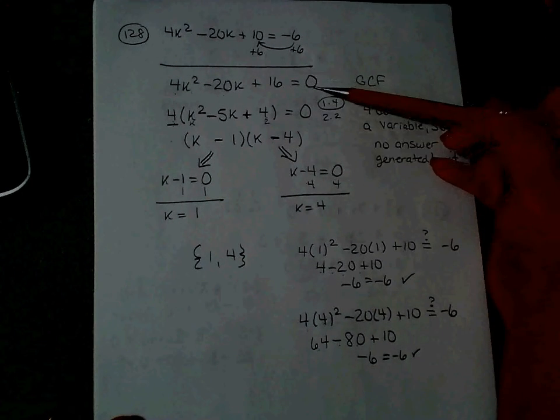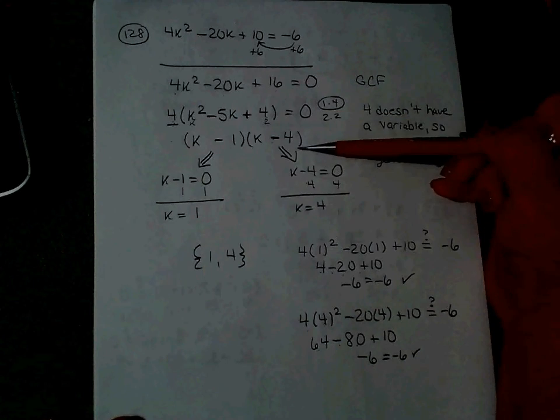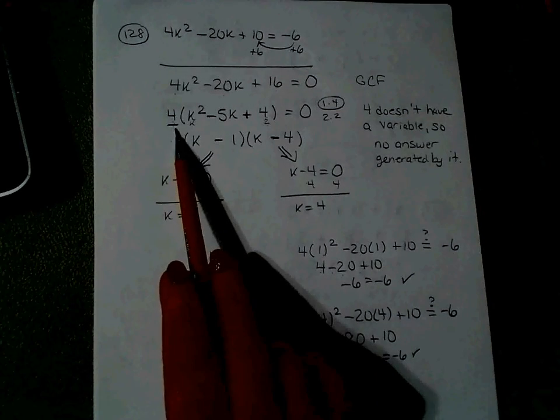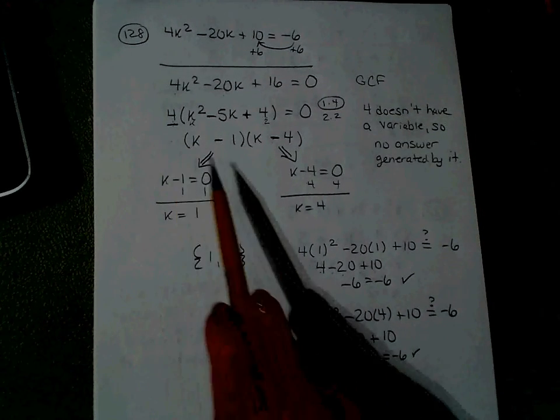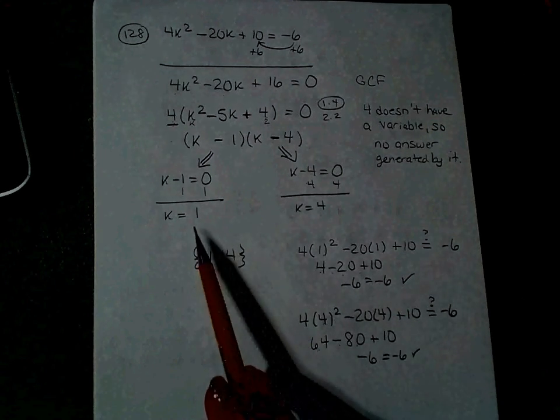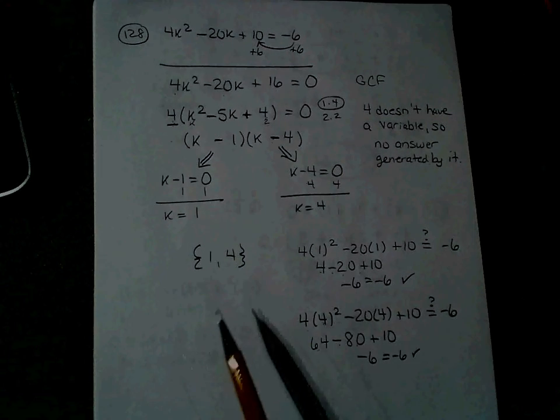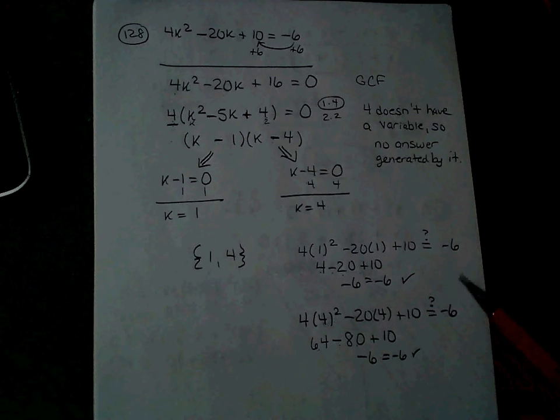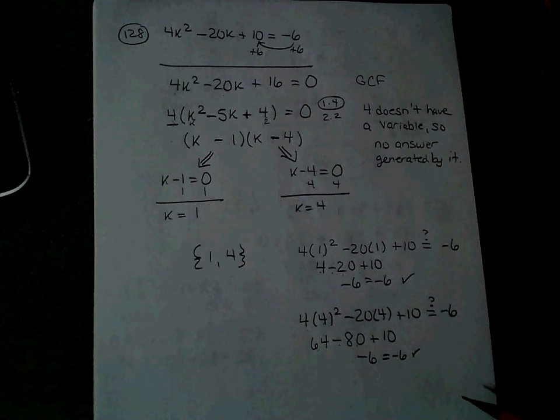So you got it equal to 0 by moving that. You factored by GCF first and then as a trinomial. The GCF part didn't have an X, so there's no answer. The trinomial part broke out into two baby equations. You solved each baby equation, and I put my answers in braces, and then I checked it.